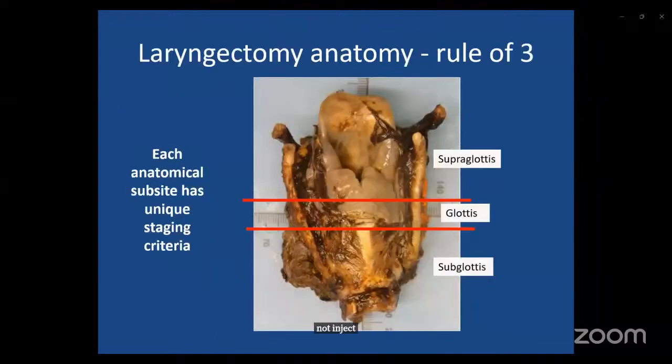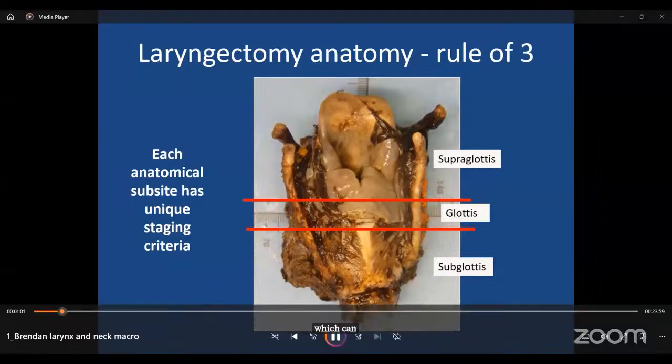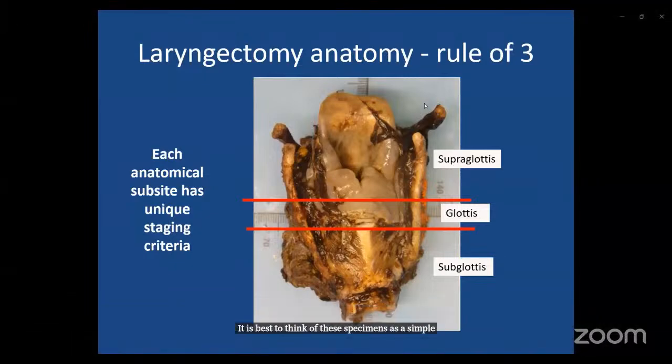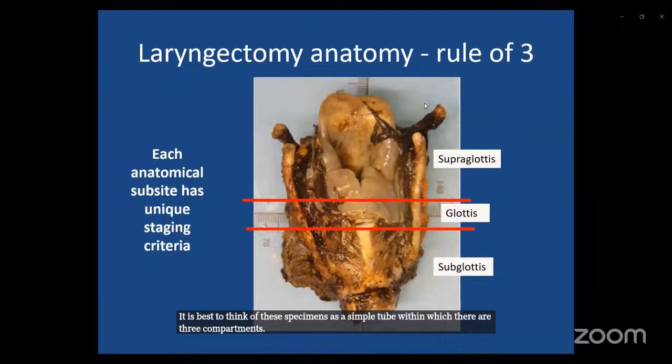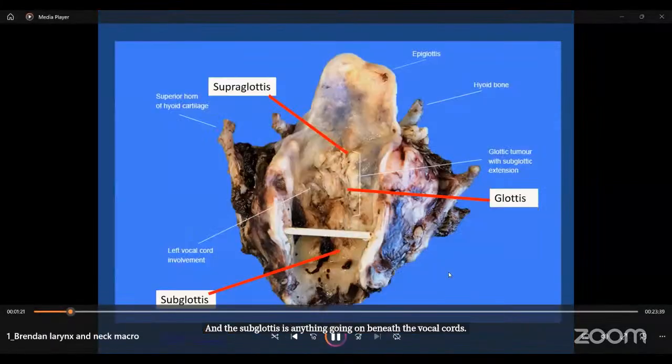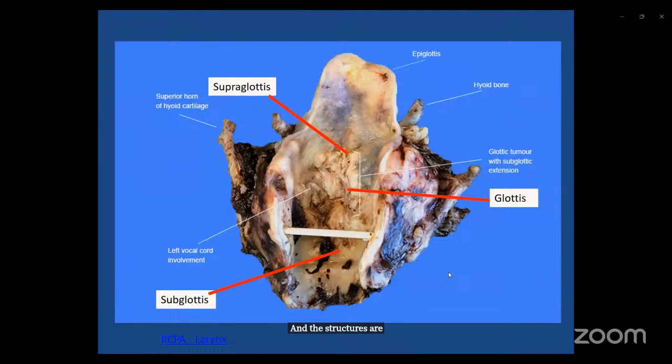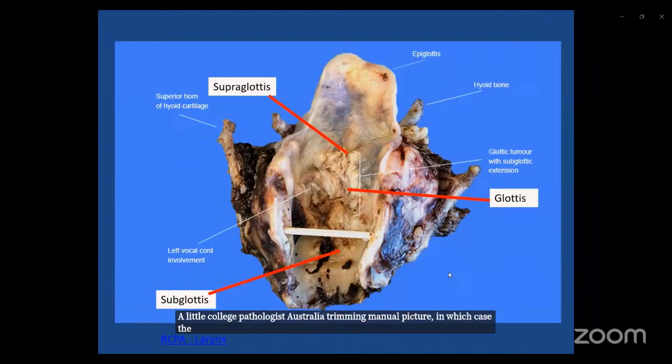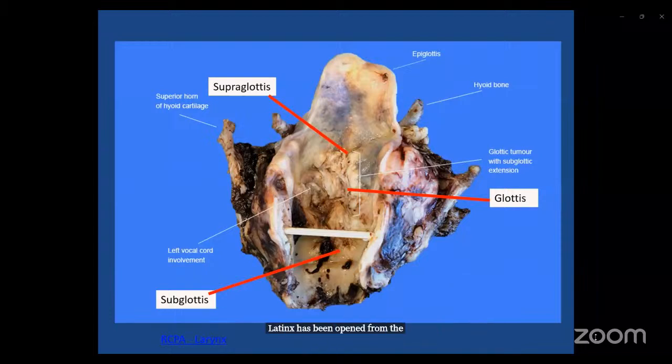Laryngectomy specimens have complicated anatomy, which can be quite intimidating to the uninitiated. It is best to think of these specimens as a simple tube within which there are three compartments. The glottis deals with the vocal cords, the supraglottis is anything to do with above the vocal cords, and the subglottis is anything going on beneath the vocal cords. The structures are much more clearly seen in this Royal College of Pathologists of Australasia trimming manual picture, in which case the larynx has been opened from the back to reveal the tumour in the supraglottis, and we can see the glottis, we can see the subglottis, and we can see all the levels.